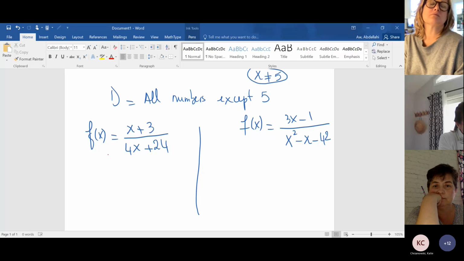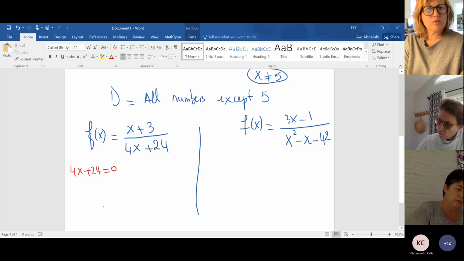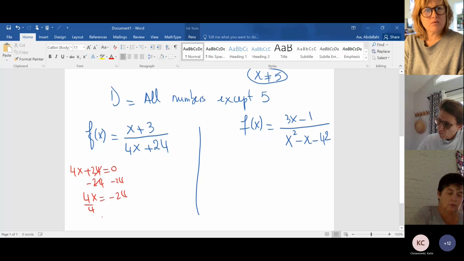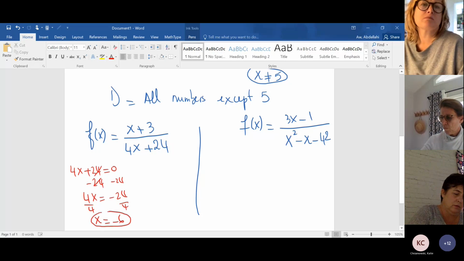But why do we prefer it? Okay, let's say somebody says 4x plus 24 equals 0, right? And you subtract 24, you get 4x equal to negative 24. Then you divide by 4 and you get x equal negative 6. If you do this, and then you go to the next question, how much do I give you? Is this the correct answer?